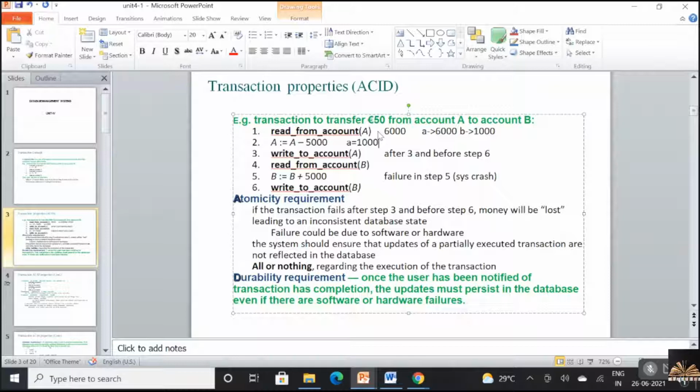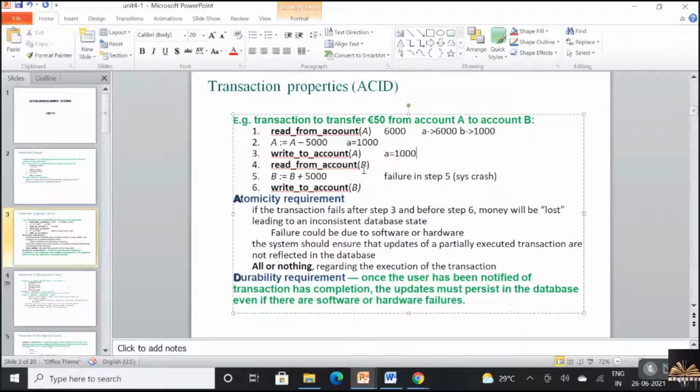I'm not performing any write operation in step 2. Now here, the A value I'm writing onto the database. Whenever I perform a write operation onto the database, A would be modified as 1,000.